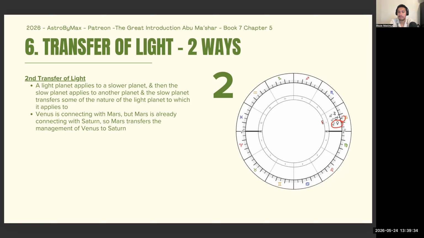And then the slow planet applies to another planet. So Mars is technically applying to Jupiter here. And so the slow planet transfers some of the nature of the light planet to which it applies. So Mars is transferring the nature of Venus over to Jupiter here. This says Saturn here, so ignore this, this is incorrect. Listen to what I'm saying. Mars is transferring the nature of Venus over to Jupiter because it is in the middle and is the intermediary. Because Venus is going to Mars and Mars is going to Jupiter, as Venus goes to Mars, Mars will be bringing whatever Venus brought to it to Jupiter.